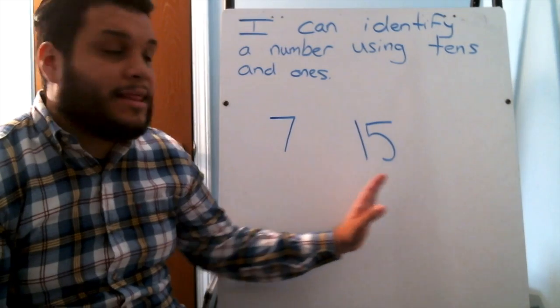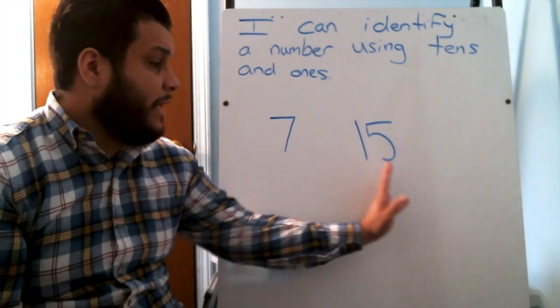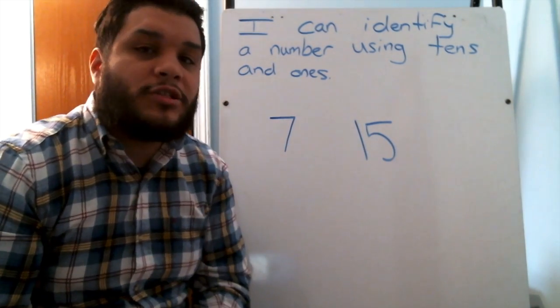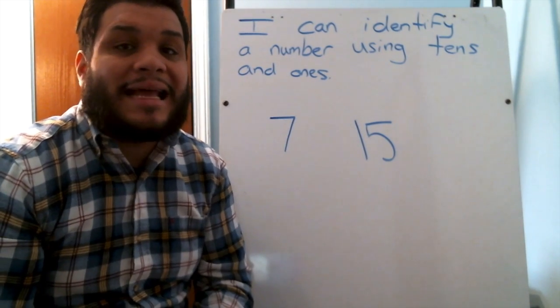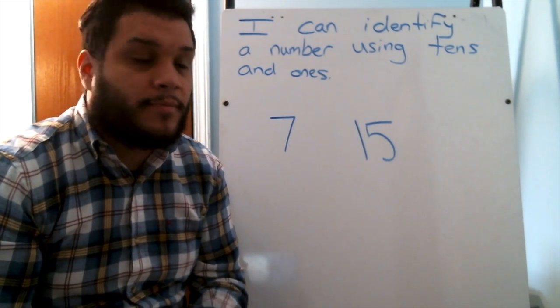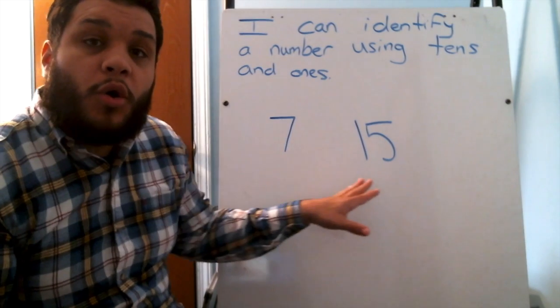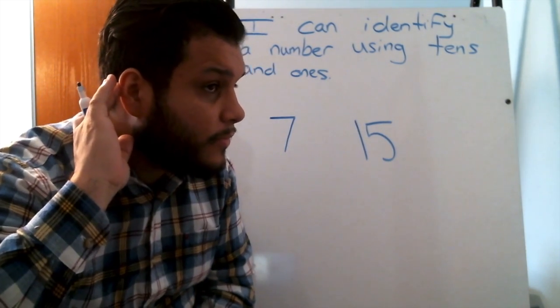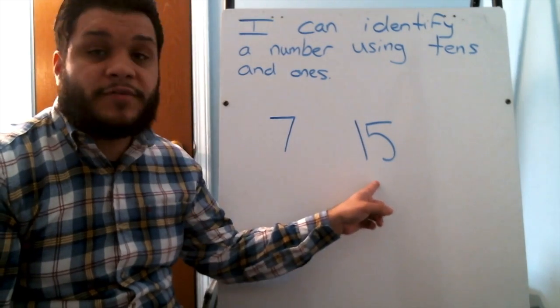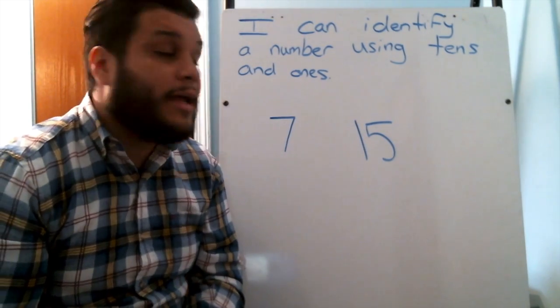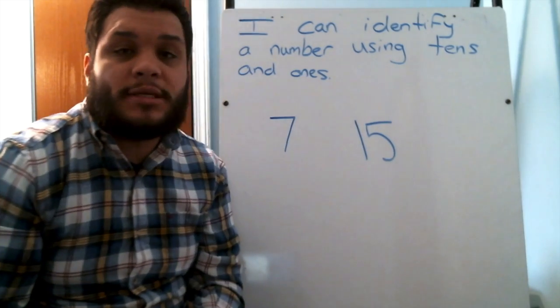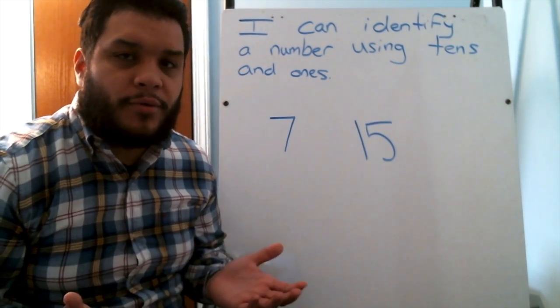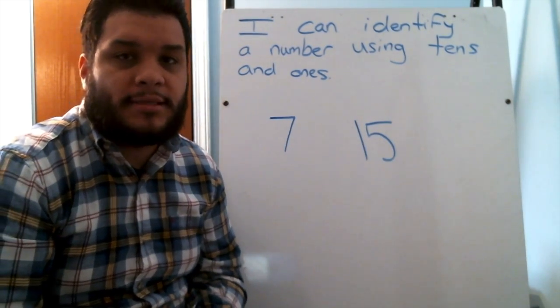When we're looking at these two numbers, we have 7 and we have 15. Which one will you say is a two-digit number? 7 or 15? Let me hear you say it. If you said 15, kiss your brain. 15 is a two-digit number. How do we know what a two-digit number is?